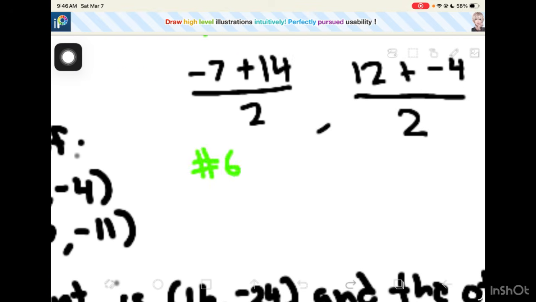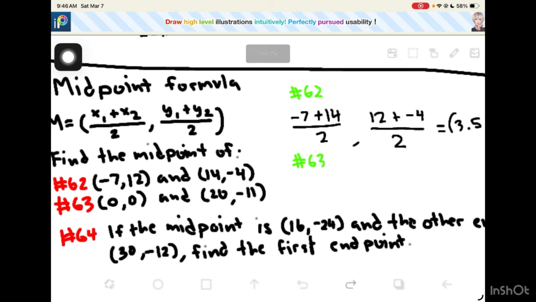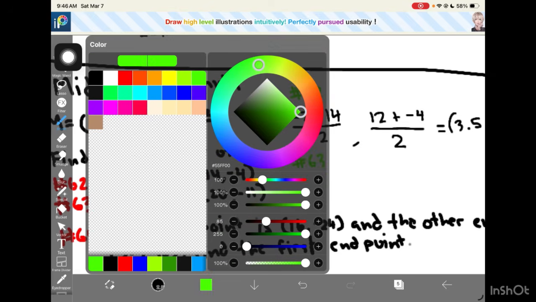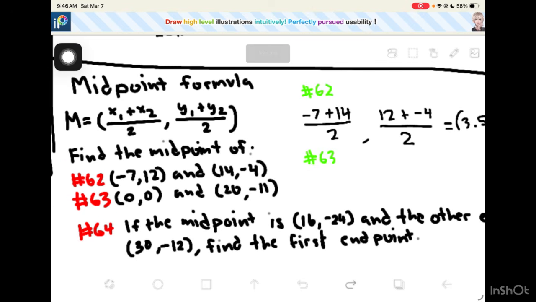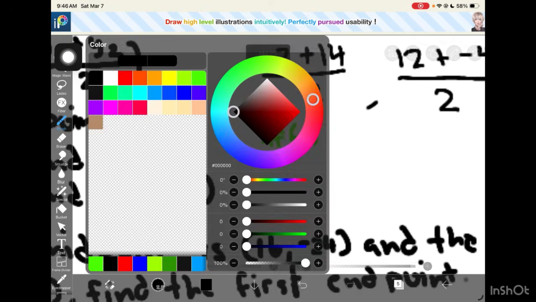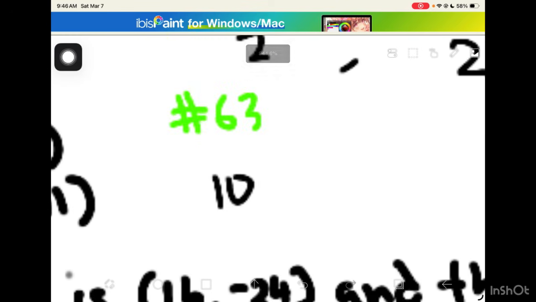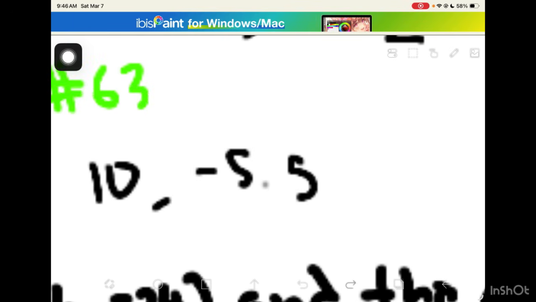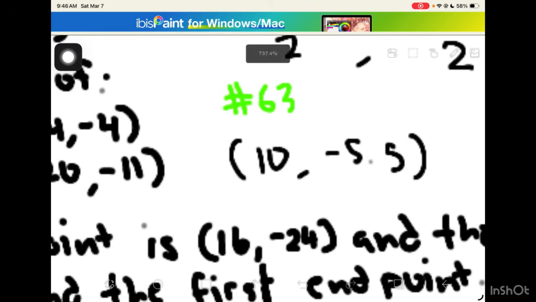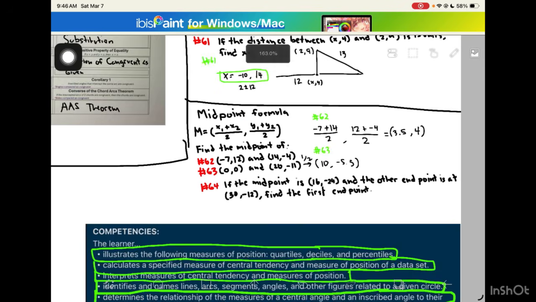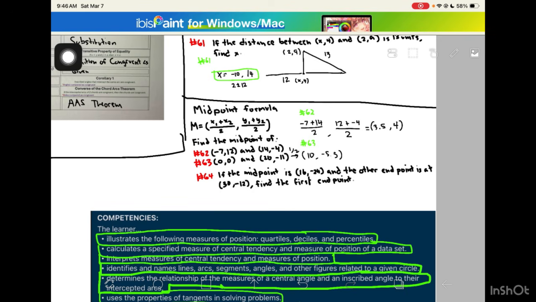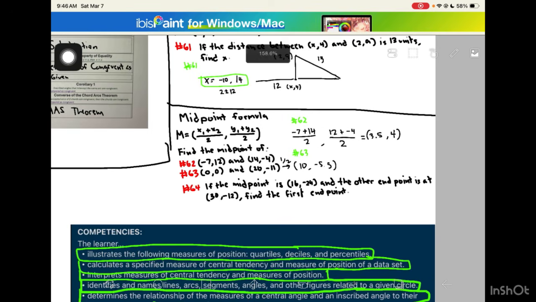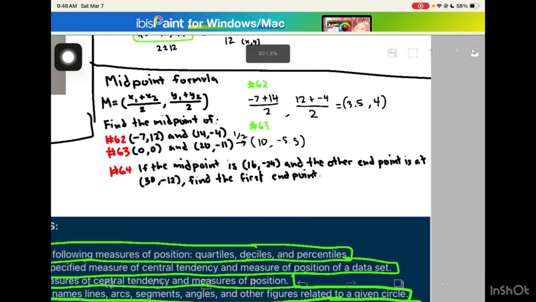Number 63. Same thing here, but you can actually use a, oh no, this is midpoint, sorry. So what this one, if it's 0, 0, just half this one. So it's very simple. So half of 20 is 10, and half of negative 11 is negative 5.5. And that's the answer. So just one half the value. Okay, that's actually midpoint. Midpoint formula is just substitution.